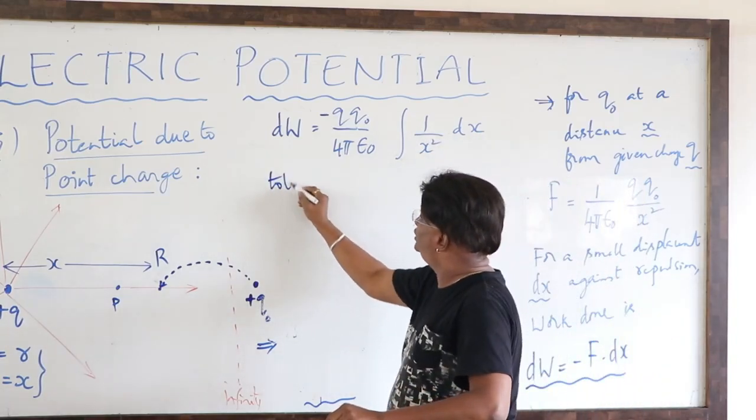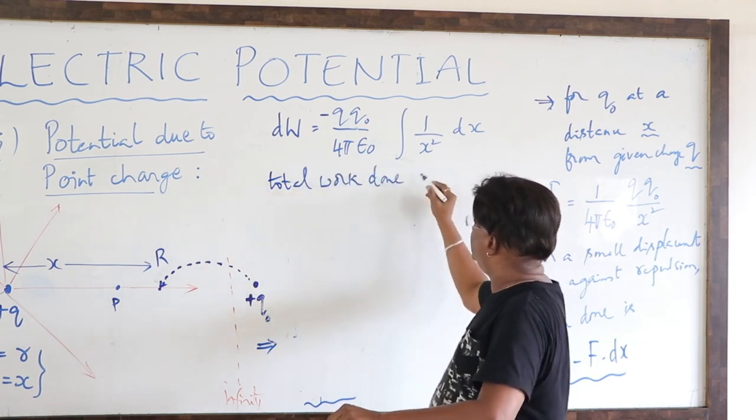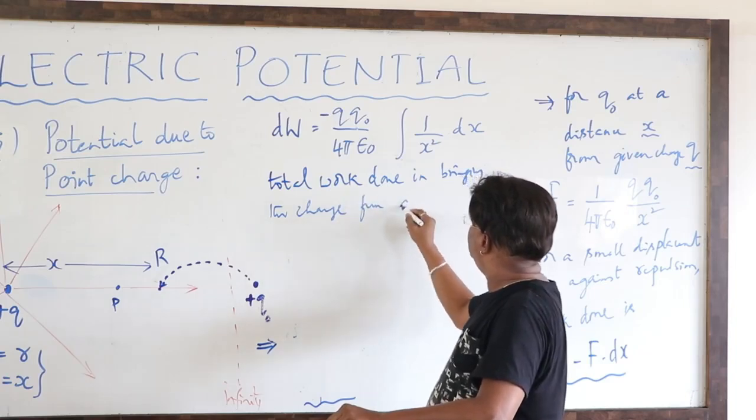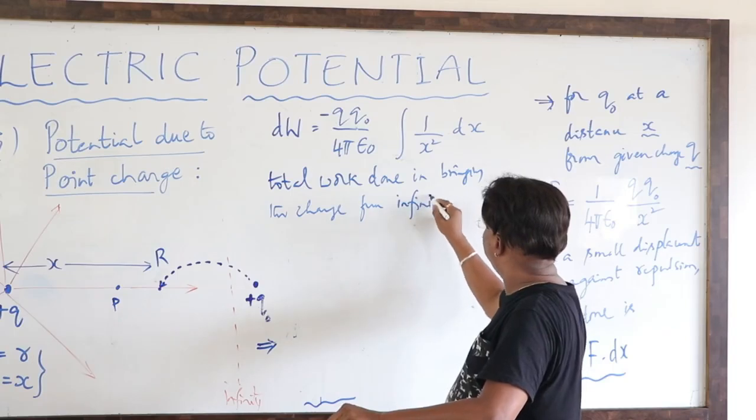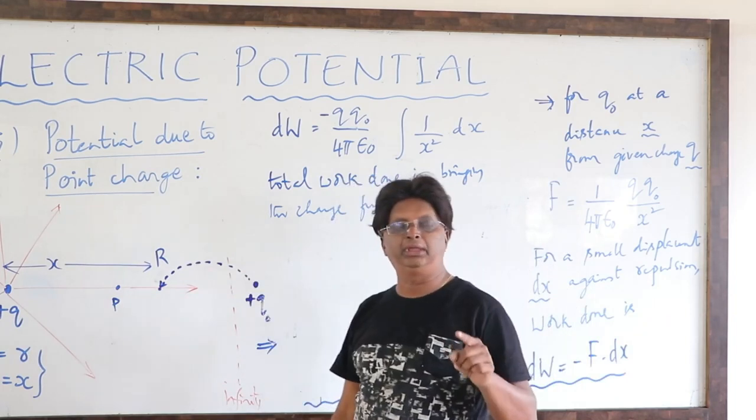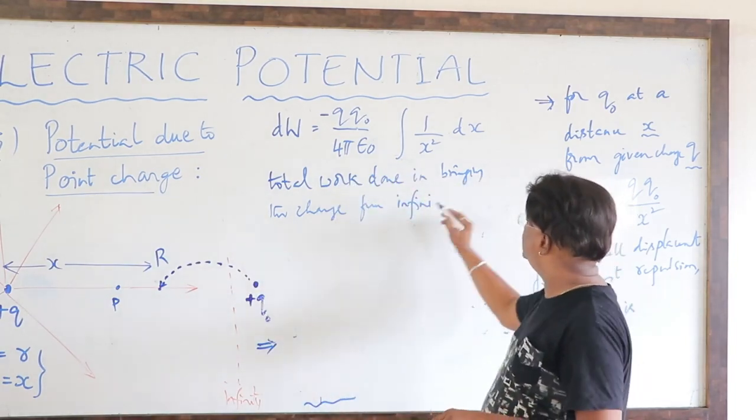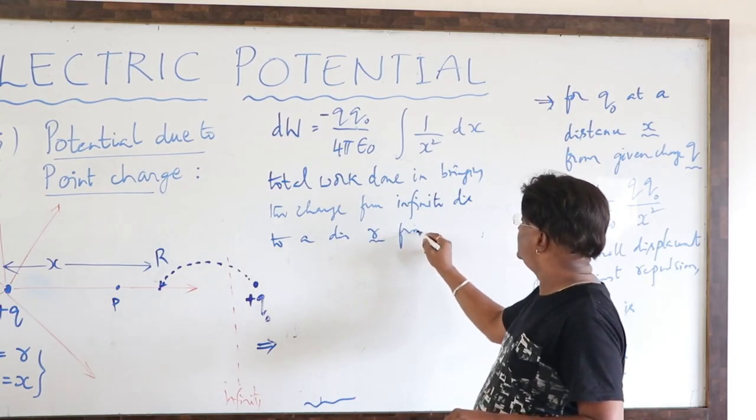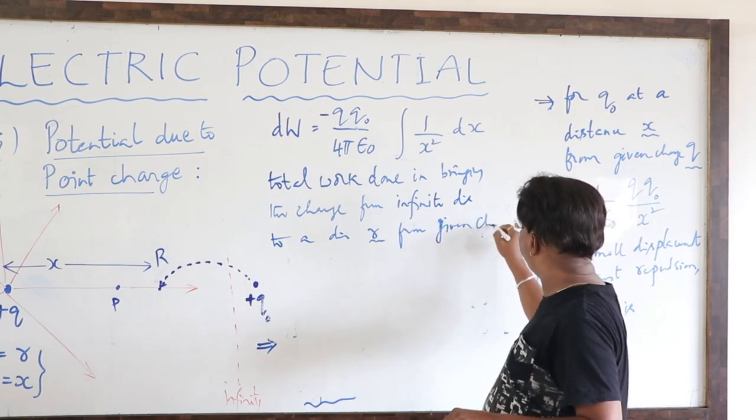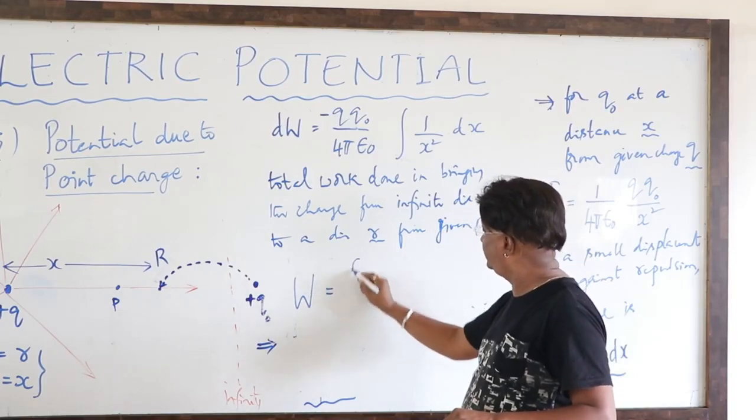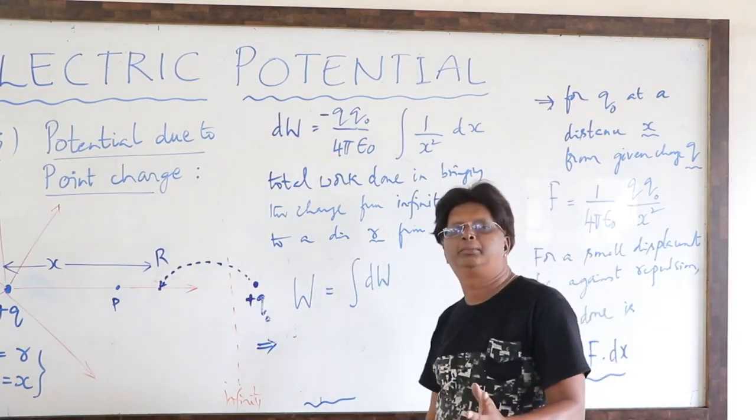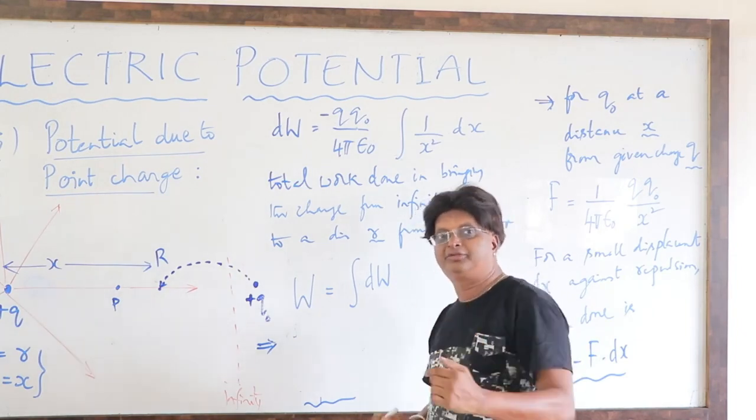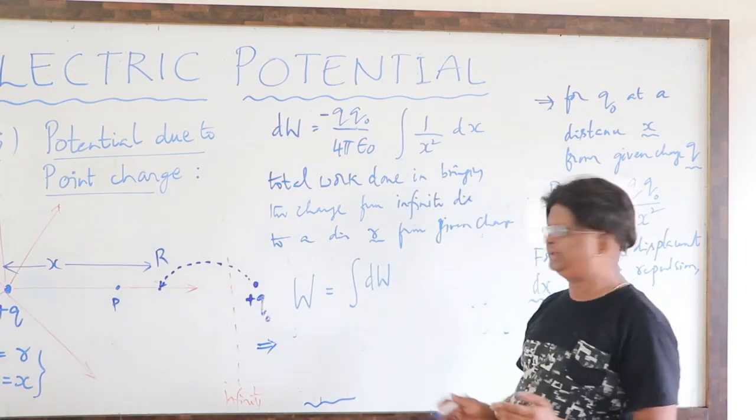Now I am writing the total work done, the last line, the total work done in bringing the charge from infinite distance. Remember, where did we begin the displacement? From infinity. Now we are taking it to the point P where we are finding the potential. So the work done in bringing the charge from infinite distance to a distance small r from the given charge is the total work done, integral dw. This integration is nothing but continuous summation. All those small displacements and the work done for those small displacements are added, giving the total work done. Mathematically, this is nothing but summation only.